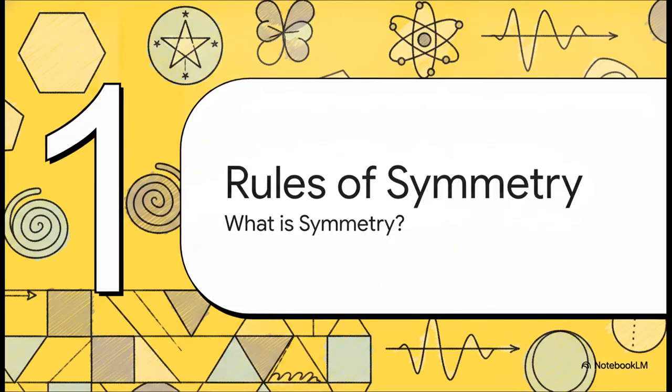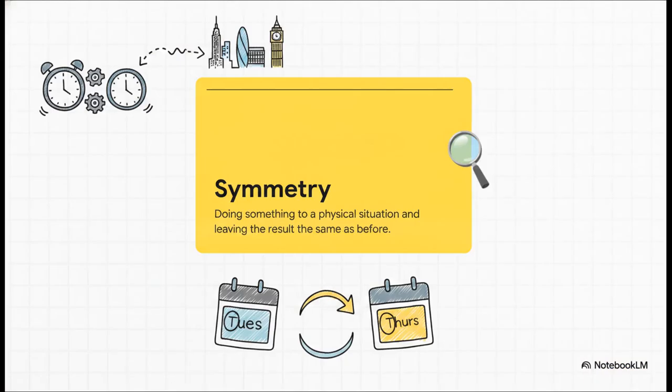The rules of symmetry. To kick things off, we really need to establish what physicists actually mean when they say the universe loves symmetry. It's definitely not just about things looking pretty. It's a rigorous mathematical foundation of reality. The crucial point here is that a physical law is symmetrical if an operation, like, say, moving an experiment in space or time, doesn't change the outcome at all.